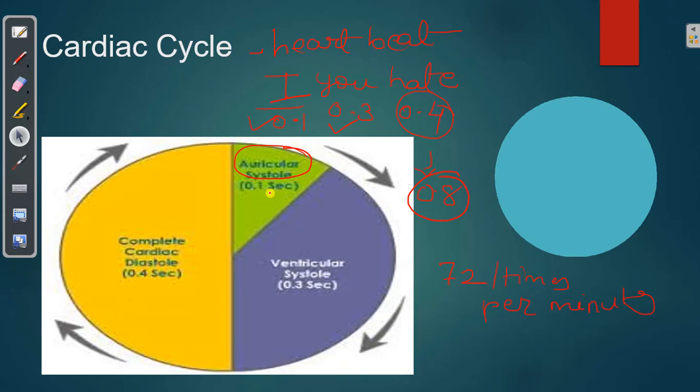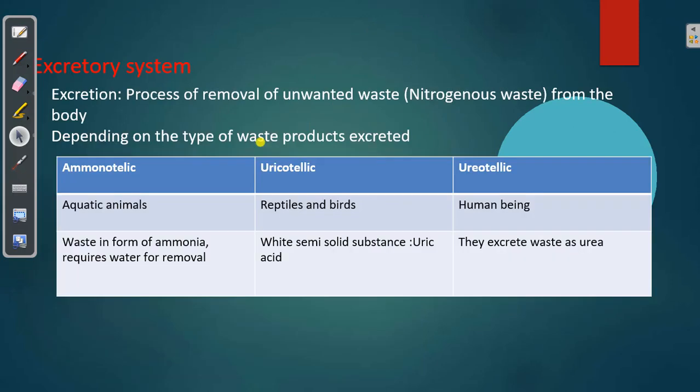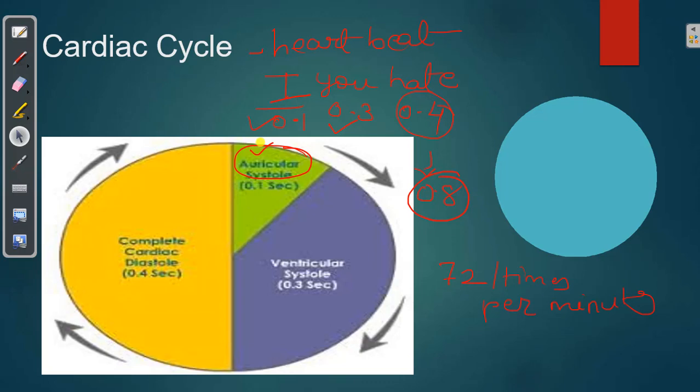When the heart starts functioning, first the atrium, the upper chambers of the heart, contract. Means what? The auricular systole happens. Why auricular systole? Auricle is another name for atrium and systole is contraction. So the first thing which happens in your heartbeat is auricular systole, which lasts only for 0.1 second.